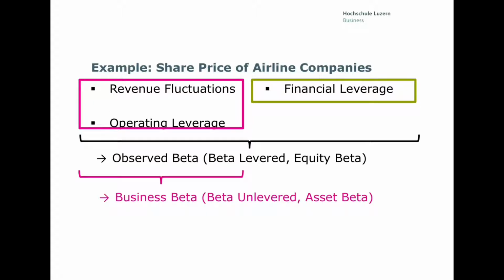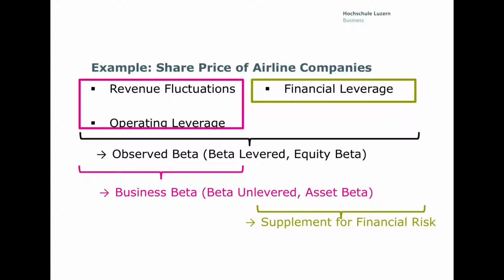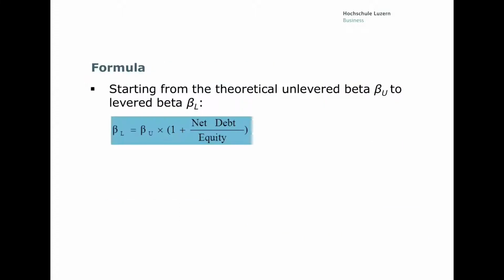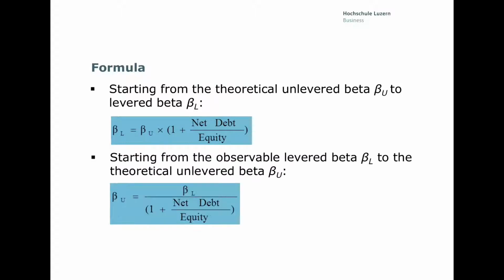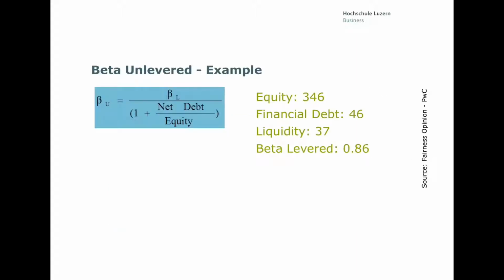A beta independent of the capital structure is called unlevered beta or asset beta and only reflects the business risk. By adding a premium for financial risk, one can obtain the equity beta based on the asset beta. We can always move from unlevered beta to levered beta. On one hand, we start from unlevered beta and use the financial leverage of the firm to estimate the levered beta. On the other hand, we adjust the levered beta for the financial leverage of the firm and arrive at the unlevered beta. Let us now illustrate the concept of levered and unlevered beta by means of an example.